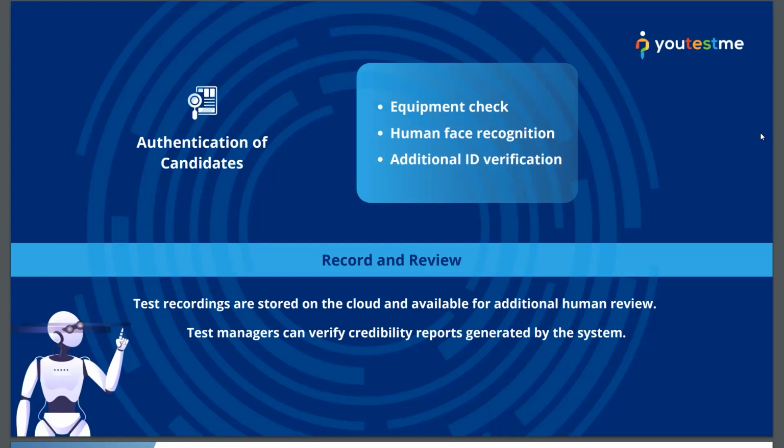Human face recognition means that our AI is conducting a check if the person standing before the camera is actually the person that should be doing the test. And ID verification is where a person has to show their ID and the camera matches these two things. Record and review is actually the human element in AI. It enables you to save even more time by offloading the reporting part to a third party such as YouTestMe.